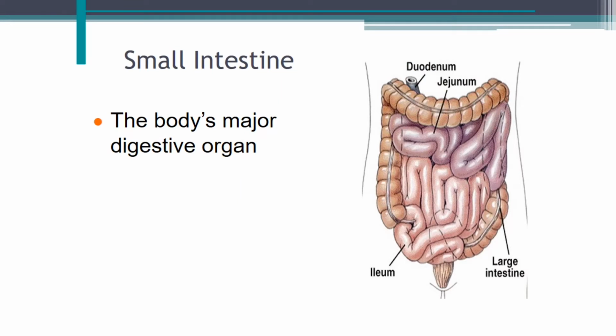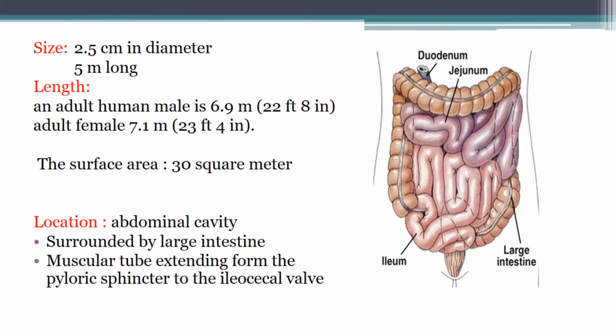The small intestine is the body's major digestive organ, or longest organ. The size of the small intestine is 2.5 centimeter in diameter and 5 meter long. The length varies: in an adult human male it is 6.9 meter, and in an adult female it is 7.1 meter. The surface area occupied by the small intestine is 30 square meter.